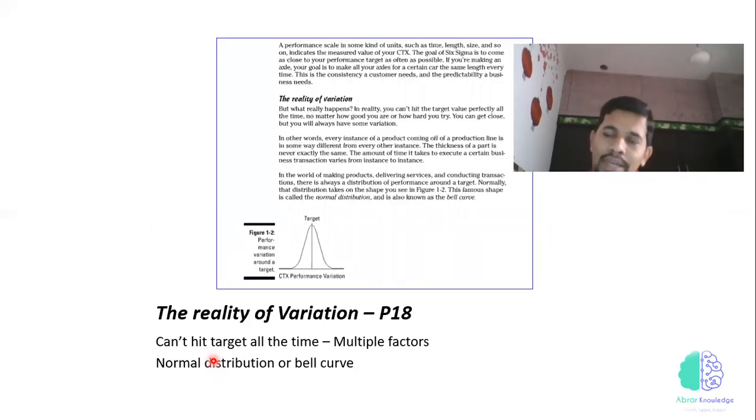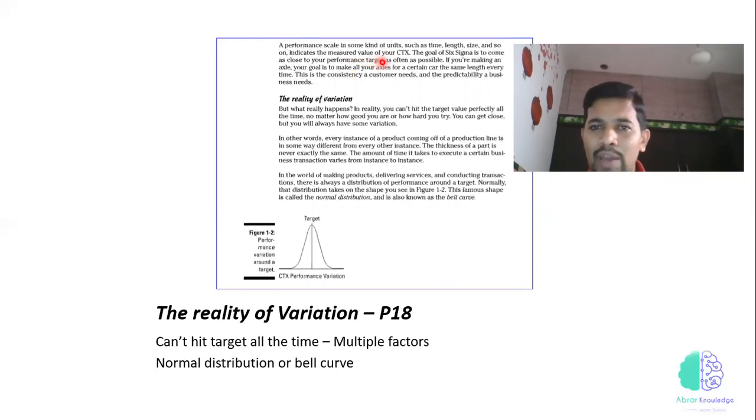So the reality of variation: Lean is focused more on eliminating wastages. The wastages come in the form of transportation, inventory, motion, waiting, over-processing, over-production, defects, and unutilized skill. These are all things that can be completely eliminated, but variation is something which cannot be fully eliminated, but it can be controlled. Why can it be controlled? Because there is something like a performance scale in some kind of unit such as time, length, size, and so on.